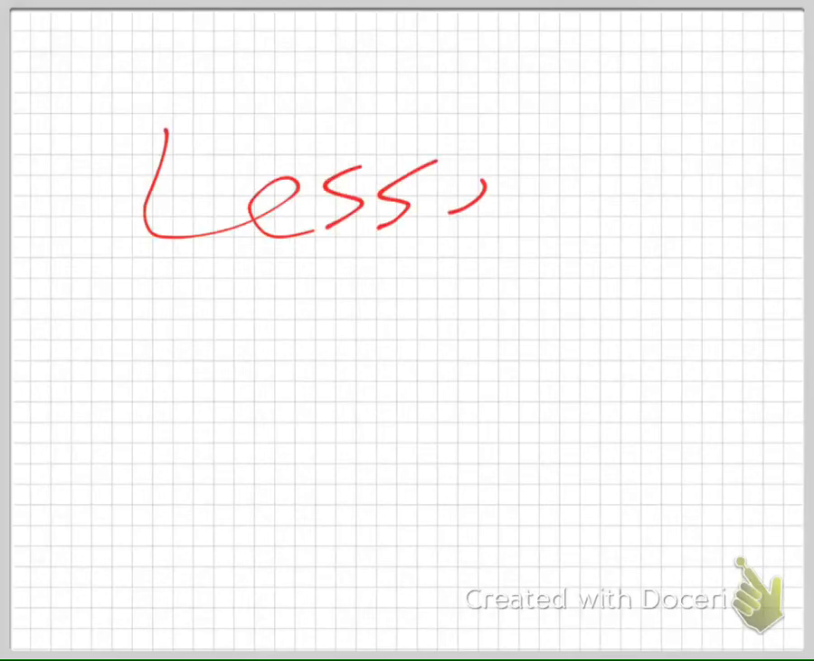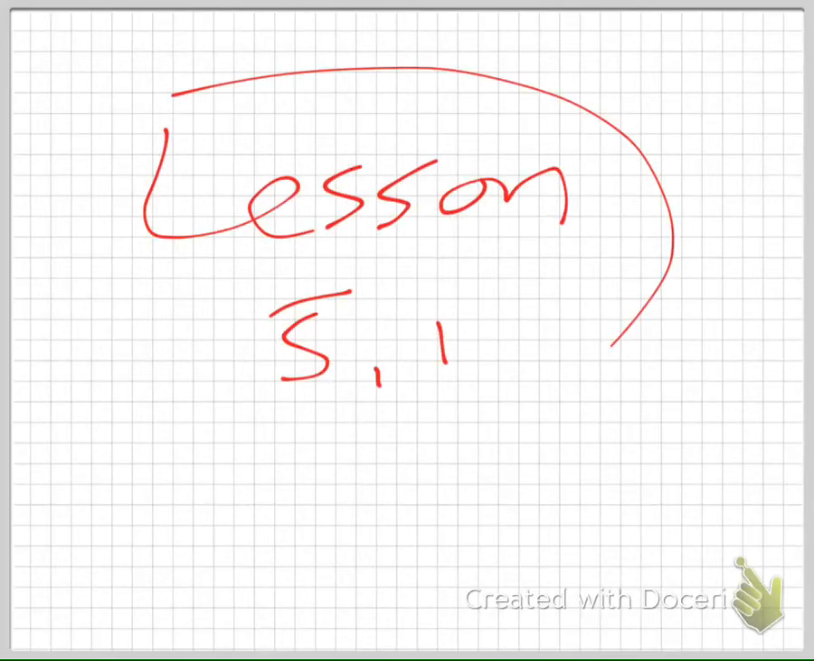Pre-Algebra lesson 5.1. Comparing and ordering fractions.